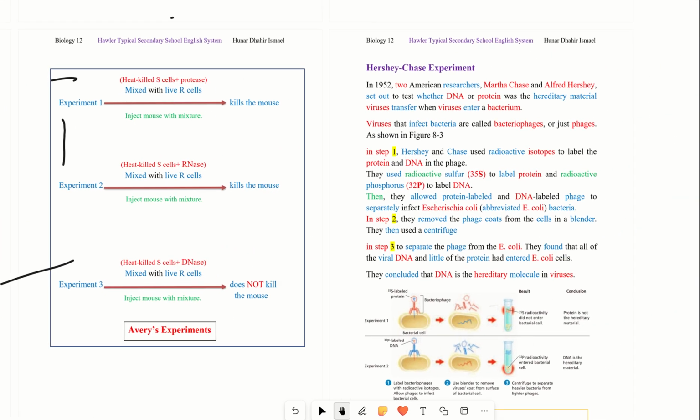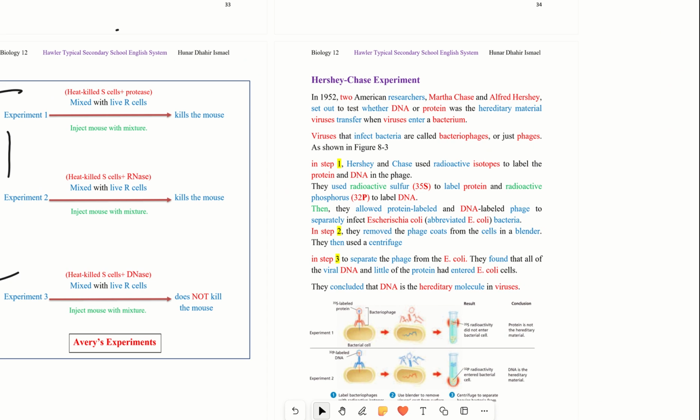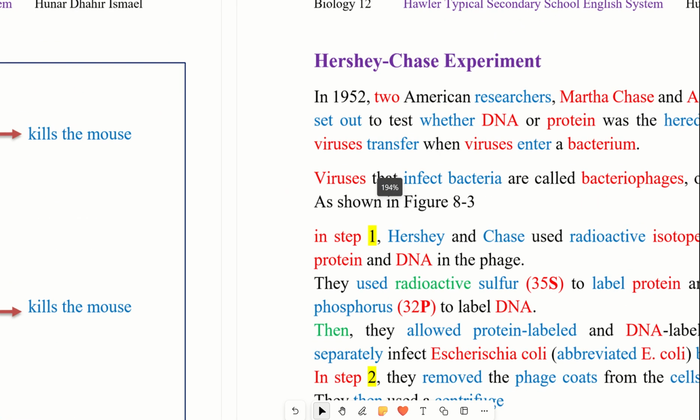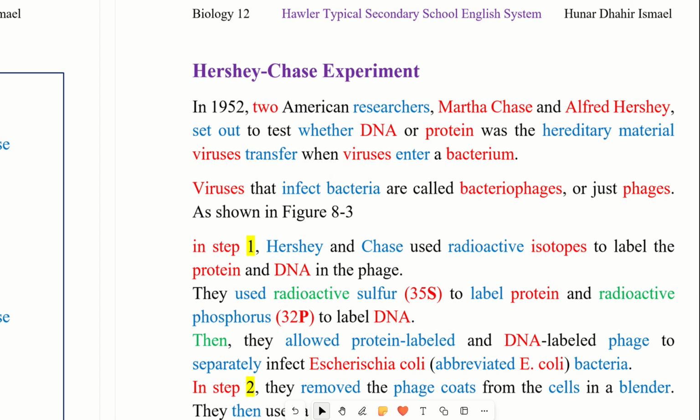Now we have another experiment, the Hershey and Chase experiment. These two scientists, Martha Chase and Alfred Hershey, set out an experiment to test whether DNA or protein was the hereditary material. Viruses that infect bacteria are called bacteriophages. Virus does not only attack humans, it also attacks bacteria. The one attacking bacteria is called a bacteriophage, or just a phage.